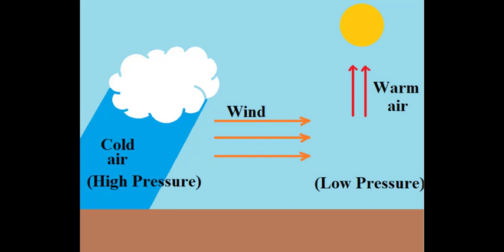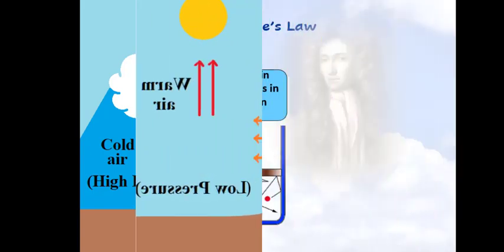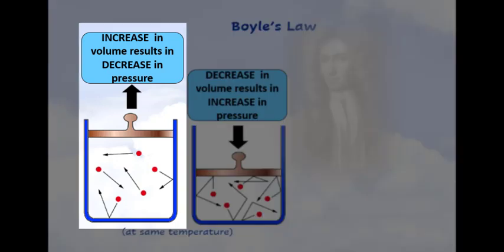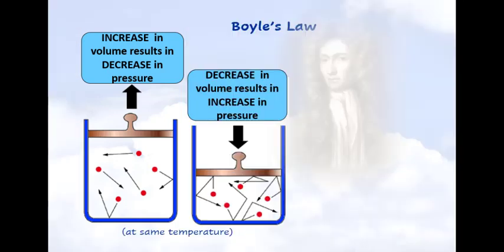Here's where it helps to be familiar with this guy named Boyle and his famous gas law. Boyle's law says that if temperature is relatively constant, then if you increase volume, it will decrease pressure, and vice versa. Pretty cool, huh? That means to change pressure, all you need to do is change volume.